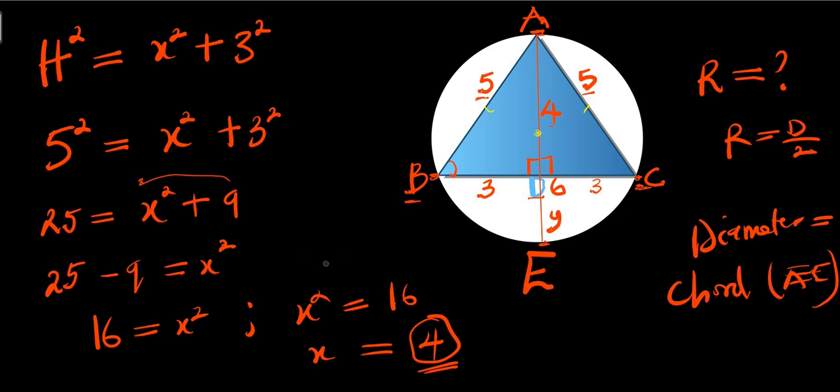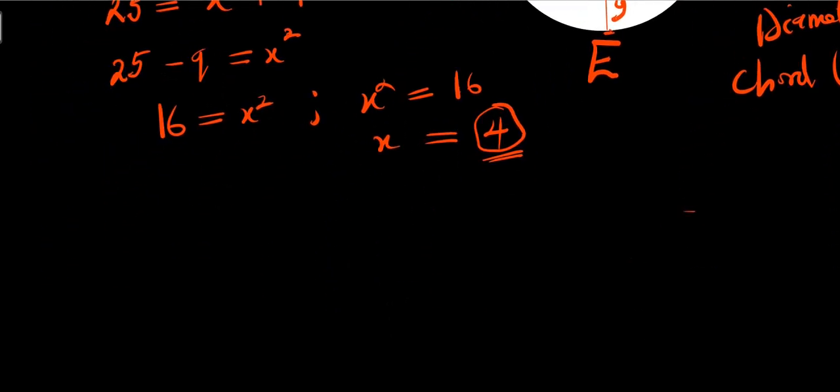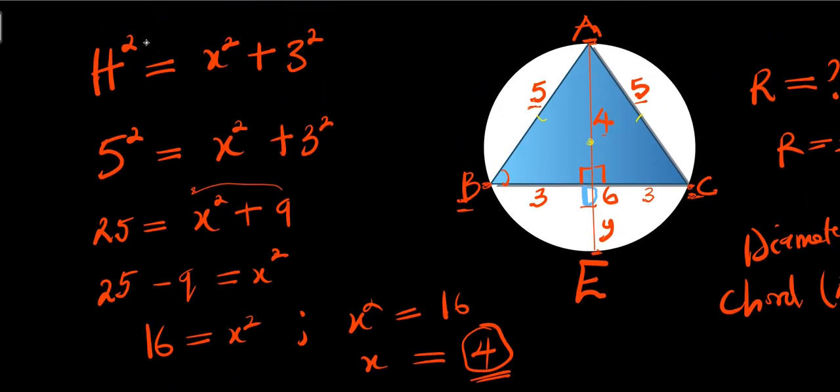Now there's a rule that we are going to apply, which is the chord rule. This rule states that if you have two chords and these two chords pass through a common point, they meet at this particular point D. The two chords meet at this point D.